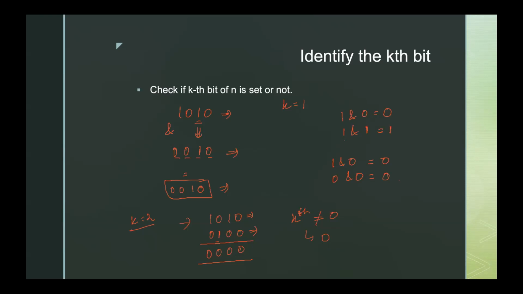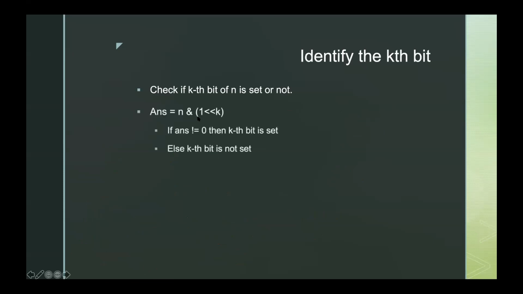And how do you achieve this kind of number? Any guesses, how can we achieve this number given we have k and we have n? Yes, most of you are right. We are going to left shift the number 1 by k positions. In this case, the value of k was 1, so 1 shifted by 1 position will give us 1 0, which is 0 0 1 0, and in this case 1 shifted by 2 positions would have given us 0 1 0 0. So what we get from here is n AND 1 left shift by k.